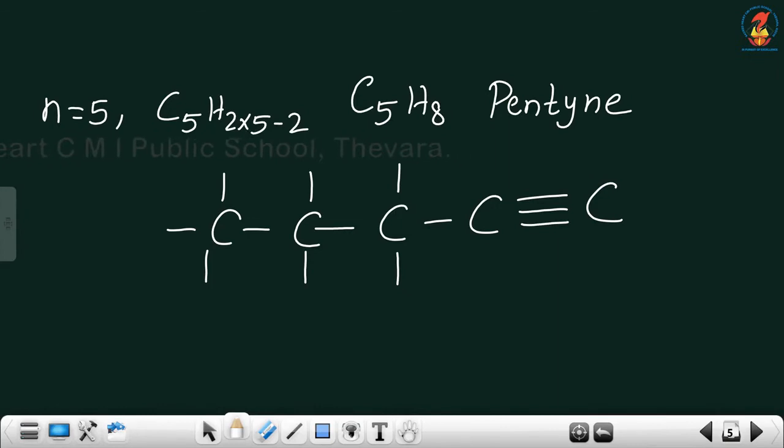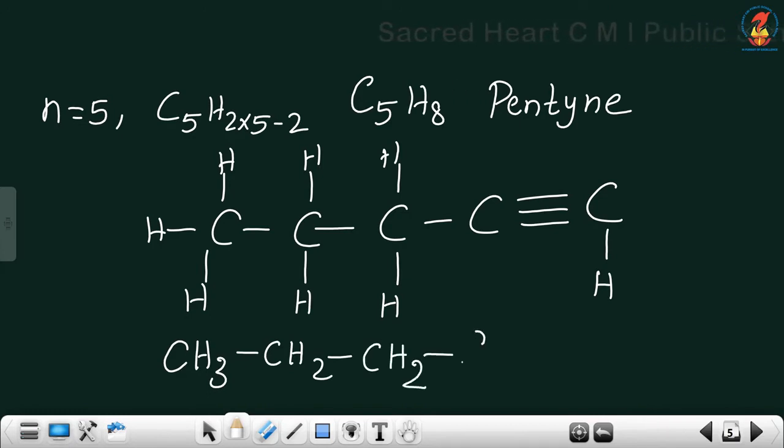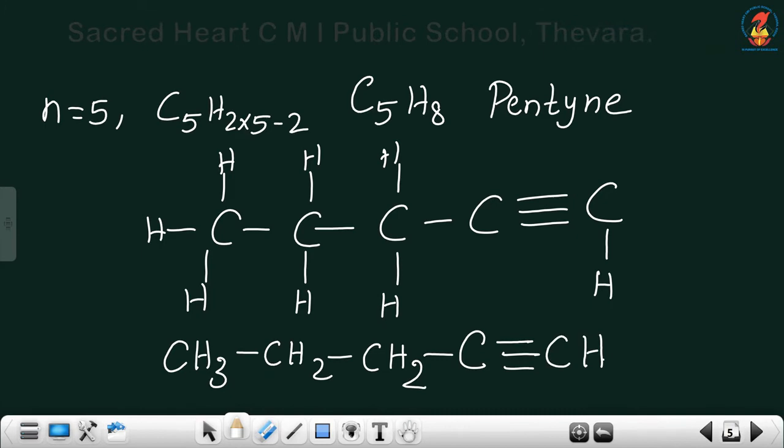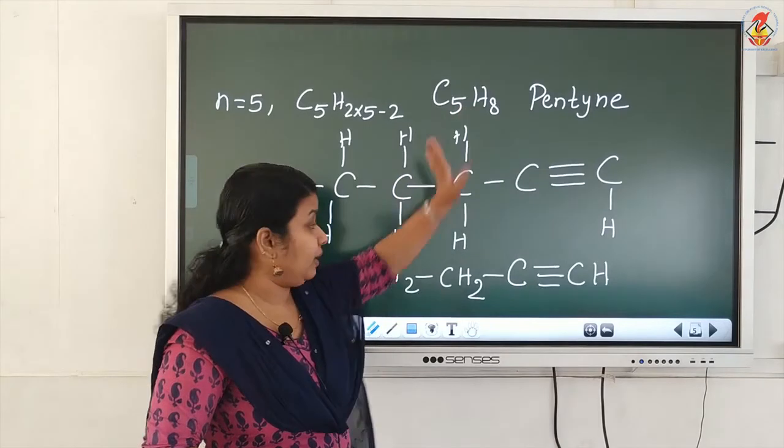Take the 4th carbon, all 4 valencies are occupied, so no more valency to write. Third one, so last carbon has 1 free valency. So write hydrogens in the free valencies. Now condense form CH3, CH2, CH2, single bond C, triple bond CH. So this is pentane. This is the condensed formula. This is the structural formula, and the C5H8 is the molecular formula.